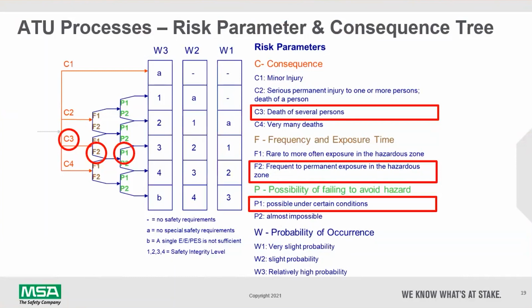And then the probability of occurrence. I would say in our case studies, it's slightly probable, and that categorizes us as a W2. Following through with the consequence tree, that gives us a level of 2. Now this level is the safety integrity level of 2. So in our particular case, based upon this tool, we would like to implement SIL 2 equipment.